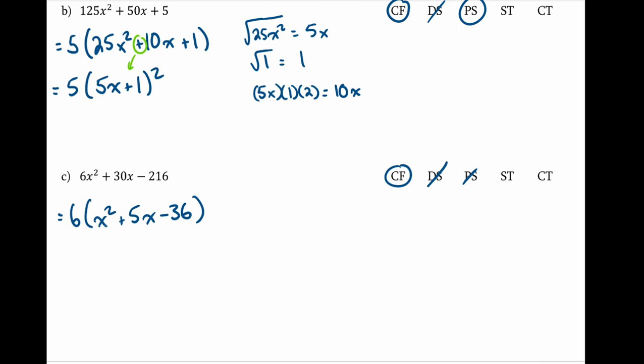Is it a simple trinomial? Is that value in front of the x squared 1? In this case, it is. So this is going to be my simple trinomial, so this is going to be my product and sum method. I'm looking for two numbers that multiply to negative 36 and add to 5.